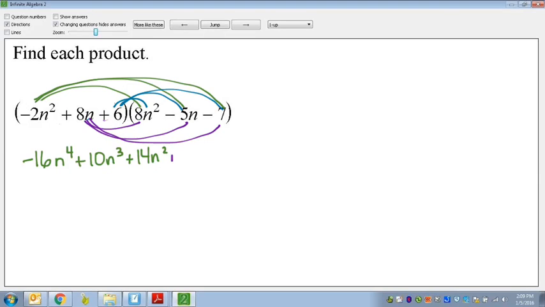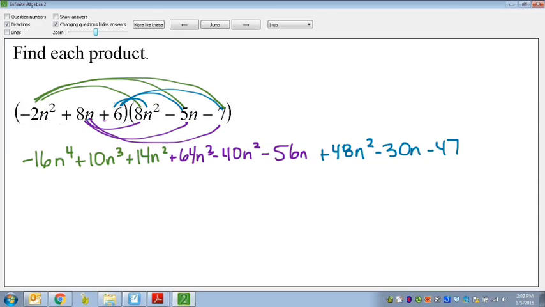Okay, we'll move on to purple. 8n times 8n squared is 64n squared. 8n times negative 5n is negative 40n squared. Excuse me, that's 64n cubed. And then 8n times negative 7 is negative 56n. And then let's do the blue arches. And that's going to give me plus 48n squared, negative 30n, and negative 42.